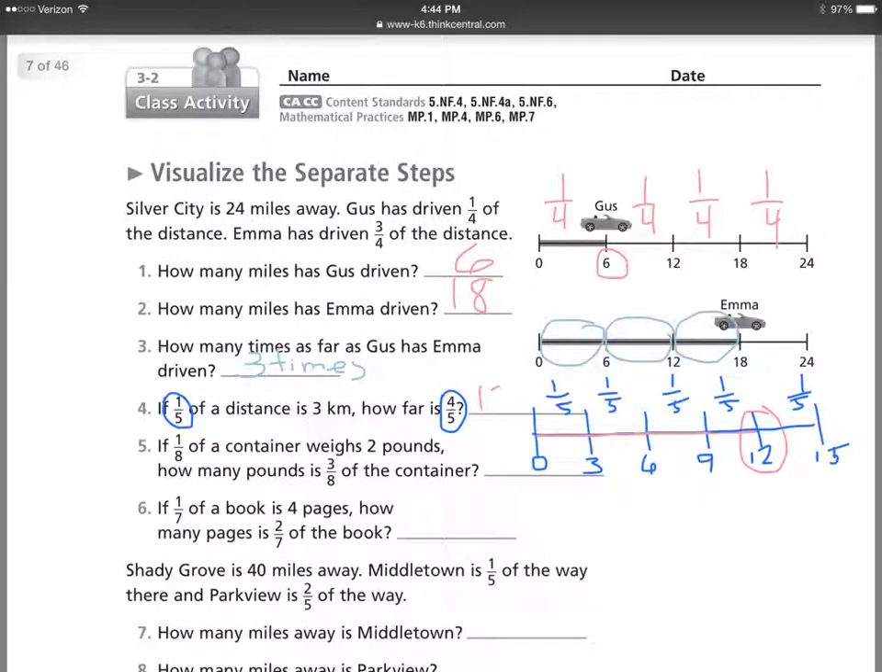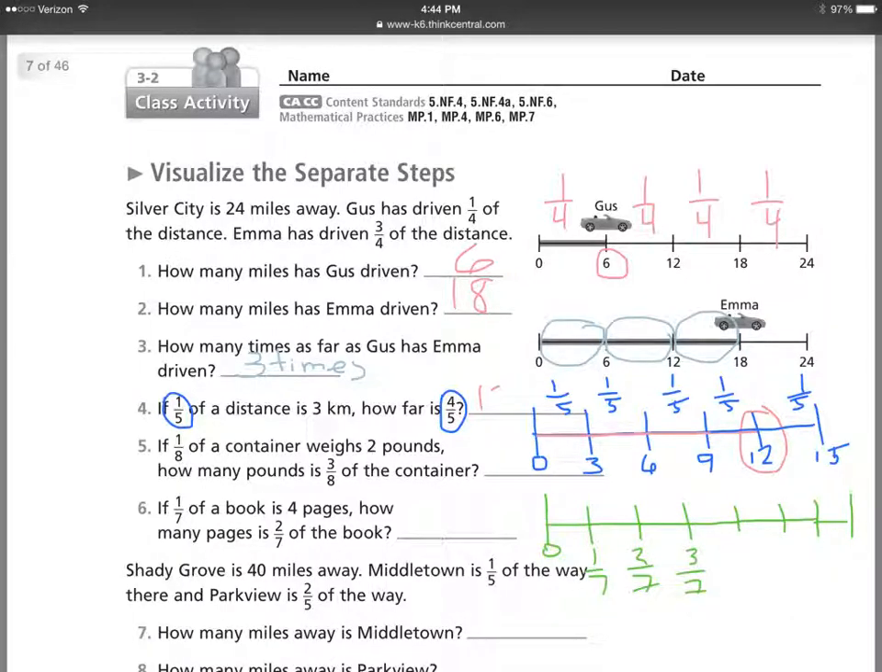For number 6, it says if 1/7 of a book is 4 pages, how many pages would be in 2/7 of a book? Using the number line way of solving the problem, we simply need to create a number line that's broken into 7 equal pieces. This would be 0, 1, 2, 3, 4, 5, 6, and I'm going to need to make it a little longer, 7. Each line represents 1/7.